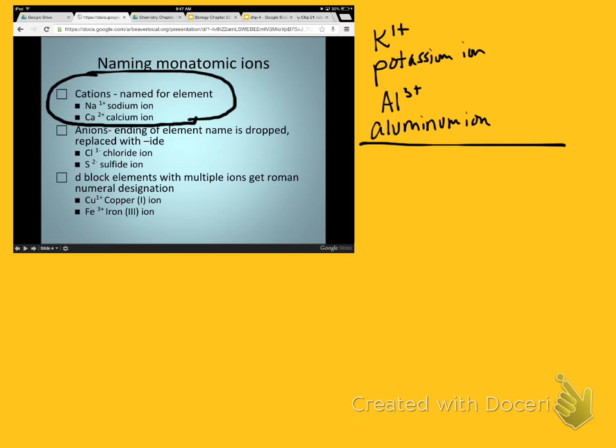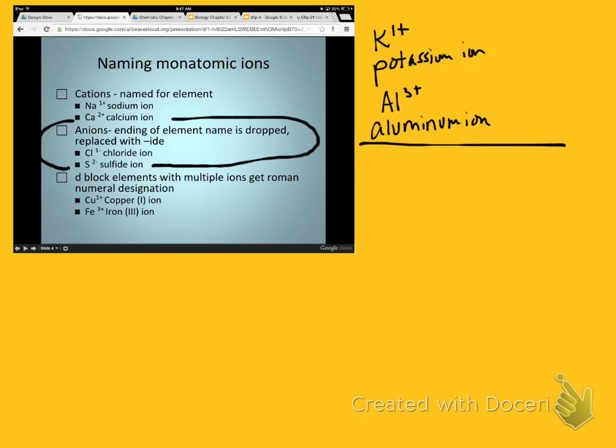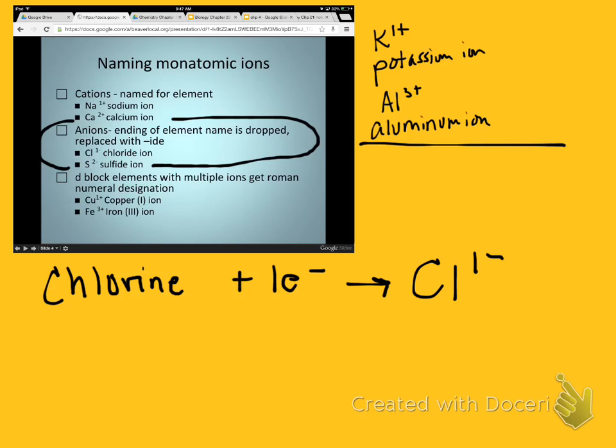Okay. So let's talk a little bit now about anions. So anions have a negative charge. And when we are talking about monoatomic anions, we have an ending change. So chlorine, the element chlorine, gains an electron, gives us a Cl1-, and that's no longer called chlorine. That is now a chloride ion. It gets an IDE ending.